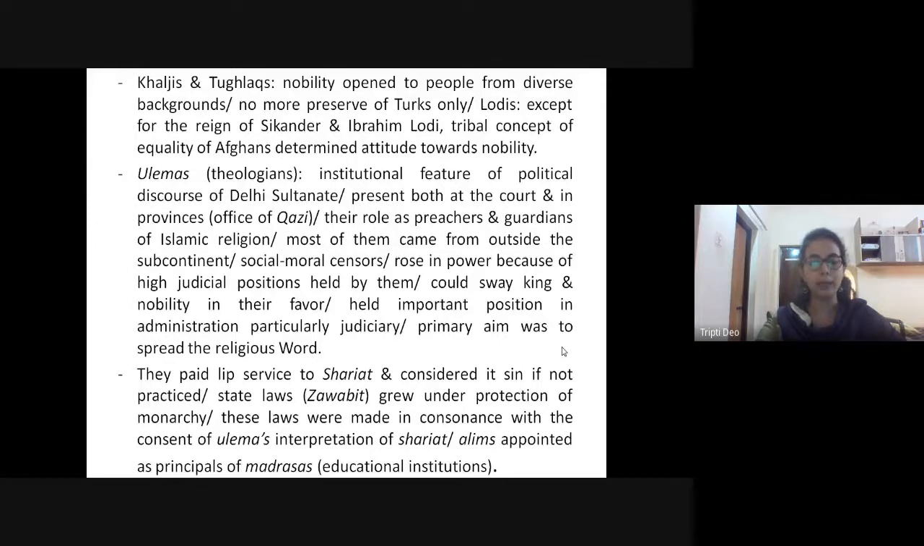State laws were also made. They were called Zawabit, laws made for the smooth functioning of the state, basically for some welfare measure in the state. Now the ulemas have to agree to these zawabits that the ruler is making. Zawabits means these new state laws that the ruler is drafting as a means for the welfare of the state. The ulema should agree. So there was a discussion on whether they were in consonance with the Sharia. So you can clearly see that under the Delhi Sultanate, religion and political moves were quite interlinked. The ulemas were also the principals of madrasas, the educational institutions.